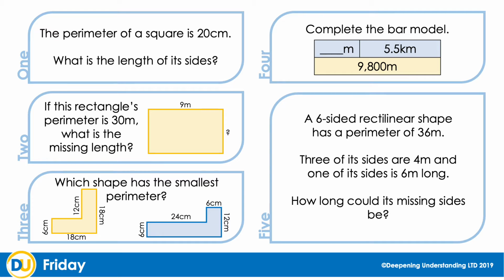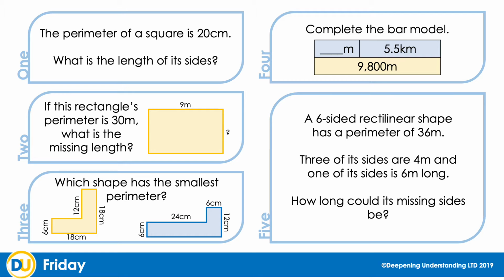Okay, number 1. The perimeter of a square is 20 centimetres. What is the length of its sides? So, I know that a square has 4 sides that are all the same length. So I would divide 20 by 4 and the answer is 5 centimetres.